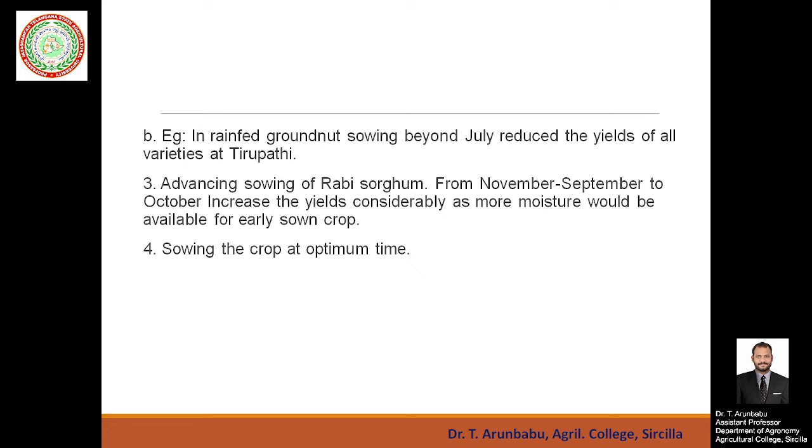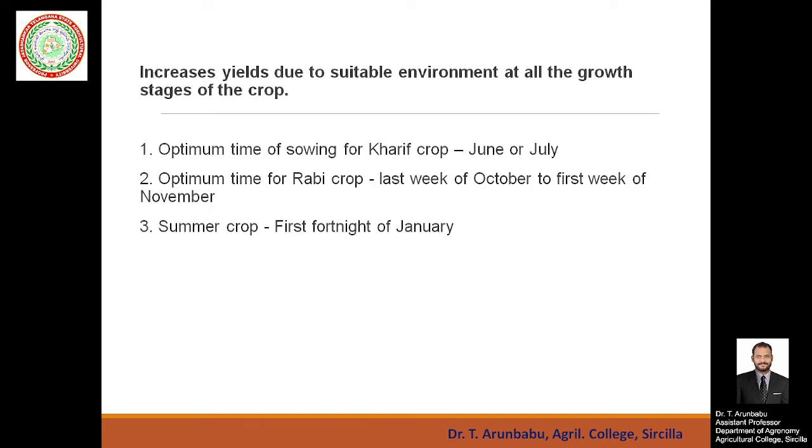And the third one, advancing sowing of Rabi sorghum from November to September to October increases the yields considerably, as more moisture would be available for the early sown crop, and sowing of the crop at the optimum time is very important. So it increases yields due to the suitable environment at all growth stages of the crop. So the optimum time of sowing for the Kharif crops is June to July, and the optimum time of sowing for the Rabi crops is the last week of October to the first week of November, or we can say the fortnight of November. And the third one, summer crop, the first fortnight of January is the optimum time of sowing.